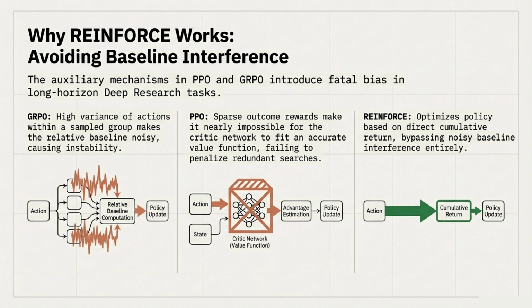Why does reinforce work so well? It avoids baseline interference. The auxiliary mechanisms in PPO and GRPO introduce fatal bias in long-horizon deep research tasks. GRPO suffers from high variance, which makes the relative baseline noisy. PPO's sparse outcome rewards make it nearly impossible for the critic network to fit an accurate value function. Reinforce works perfectly because it optimizes the policy based on direct cumulative return, bypassing that noisy baseline interference entirely.